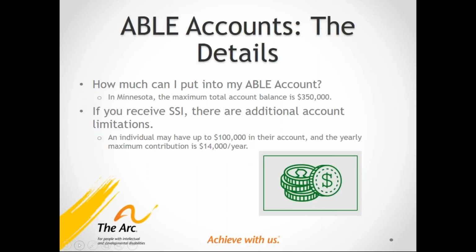Other details about the ABLE account. If you are not worried about staying under that asset limit threshold for Social Security, you can put a max amount in that account of $350,000. The ABLE account was written off the same concept as the 529 account, so there are a lot of similarities in the functions. If you receive Social Security, you can only have $100,000 in your account maximum over your lifetime, and the maximum contribution is $15,000 a year. $14,000 was 2017, and $15,000 a year is 2018. I'm sorry, that's misleading on the PowerPoint.